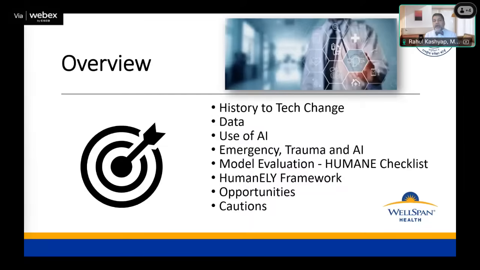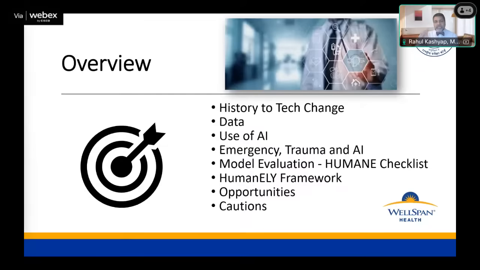Then some uses of AI right now, as you are witnessing it in your practice or in your education or around the world as well. My background is in emergency and critical care for the past 20 years. I would like to share some examples from there, on the use case scenarios for using AI over the last several years. And then we'll share a couple of slides on the HUMANE checklist, which we validated several years ago, and the HUMANE framework, which was prepared with some of our collaborators.